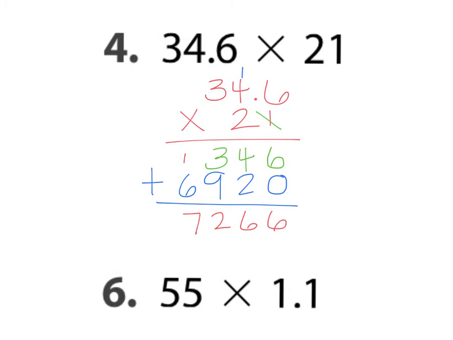So then you're going to come up here and look at your factors. 34 and 6/10, there's one decimal number, times 21 has no decimal numbers. So you have one decimal number, and we will move one decimal place right here in our answer. Place our decimal, and our answer is 726 and 6/10. If you remember, our estimate was about 600, so it's about 600.